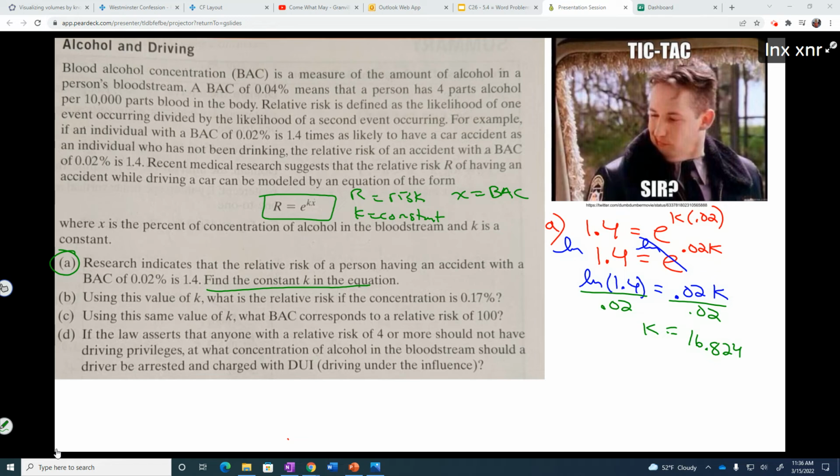So our equation then is going to be R equals e to the 16.824x. So now we have an equation based off of that data that it gave us that we can use to answer the rest of these questions.